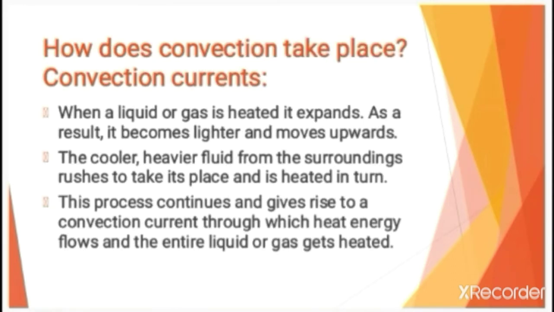How does convection take place? When a liquid or gas is heated, it expands. As a result, it becomes lighter and moves upward. The cooler, heavier fluid from the surroundings rushes to take its place and is heated in turn. This process continues and gives rise to a convection current, through which heat energy flows and the entire liquid or gas gets heated.